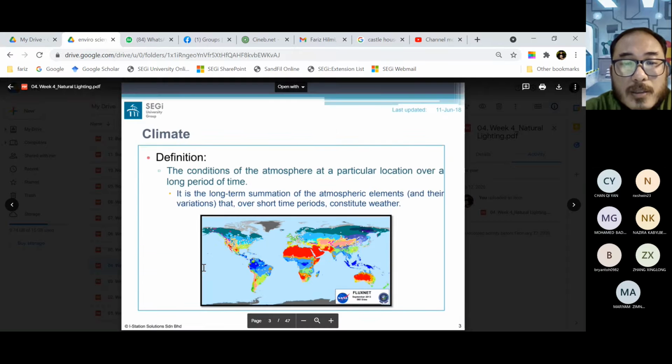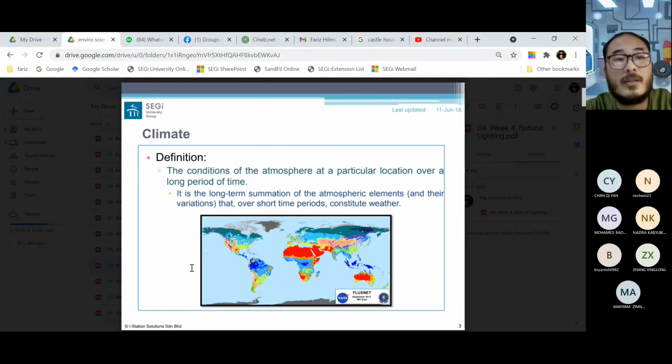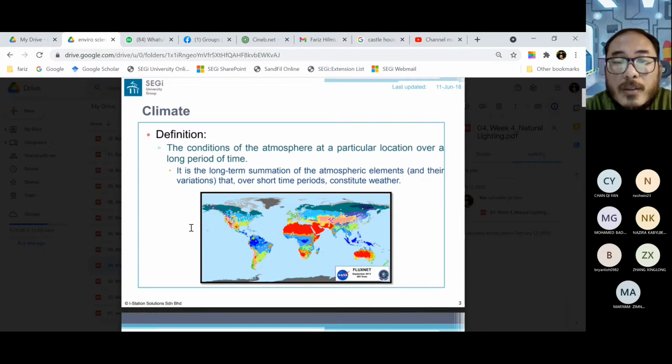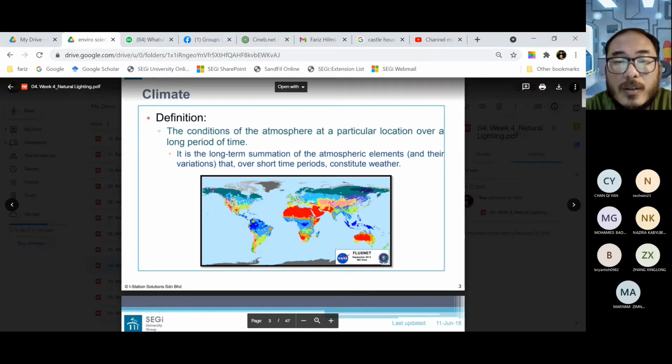So this is the climate. The definition of climate is the condition of the atmosphere at a particular location over a long period of time. It is the long-term summation of the atmospheric elements and their variations that over a short time period constitute weather. Weather is a short period, climate a long period of time. All these colors represent different climates.